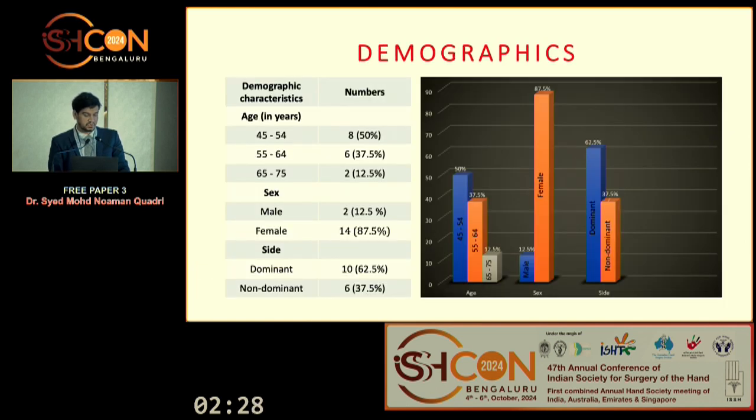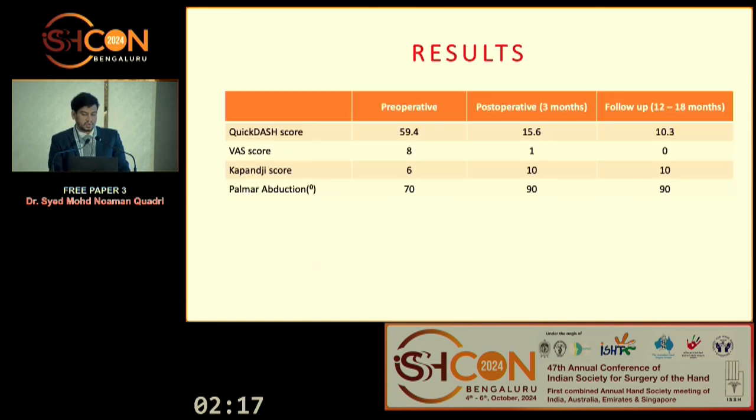Half of our patients were in the age group of 45 to 54 years, with female predominance, involving their dominant hand, and most of them were housewives. On final follow-up, our results have shown a remarkable improvement in QuickDASH and VAS of 0 and Kapandji of 10 and palmar abduction of around 90 degrees.